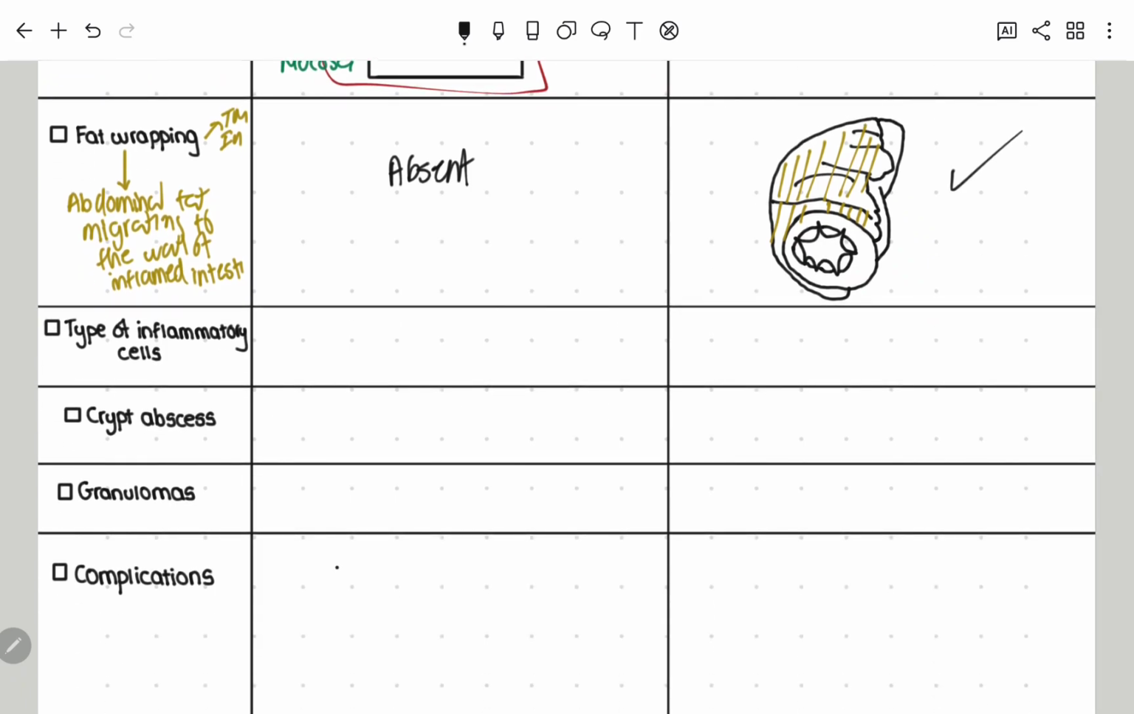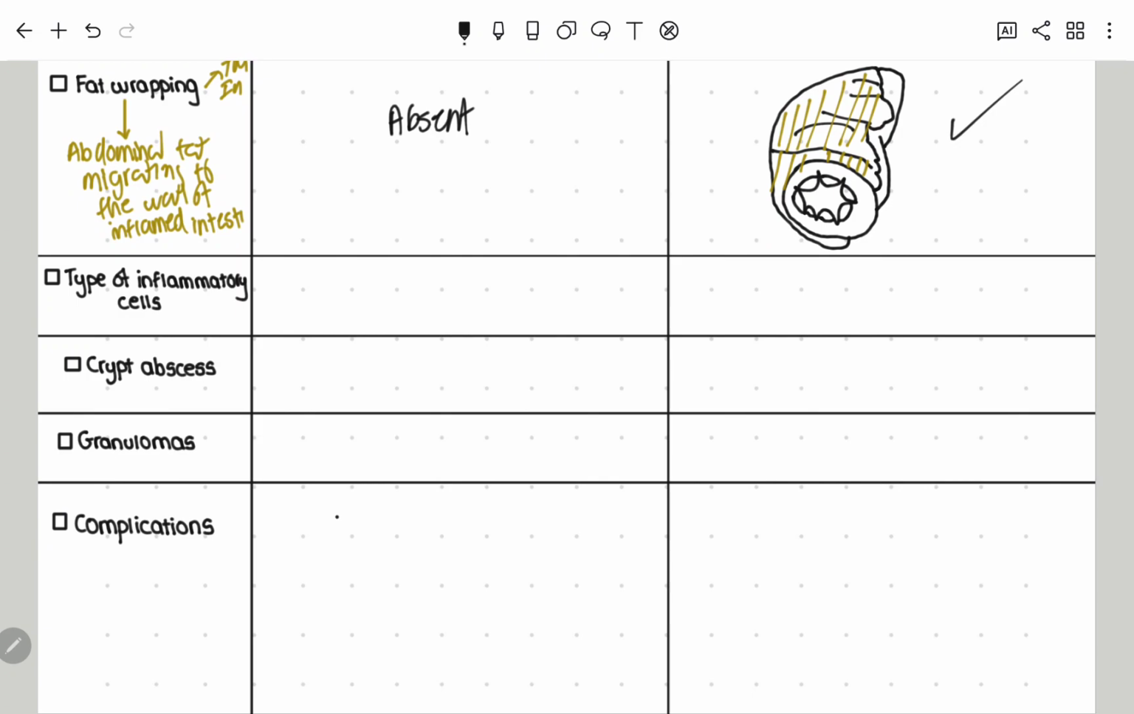Right, then coming on to the types of inflammatory cells that you can see with both of these diseases. The type of inflammatory cell that is normally seen in ulcerative colitis is acute, that means your neutrophilic infiltrate, and chronic, meaning your lymphocytic infiltrate. So both acute and chronic inflammatory cells can be seen in the case of ulcerative colitis.